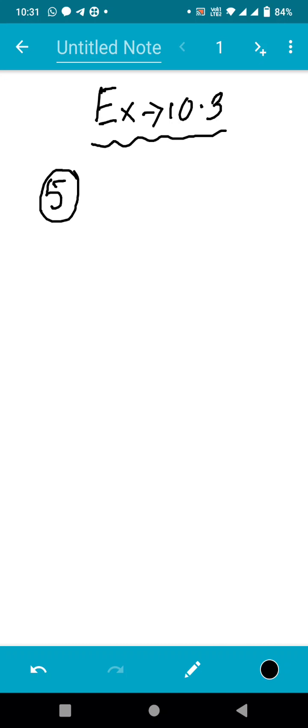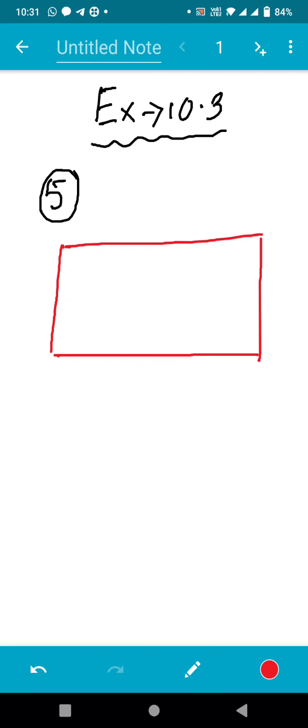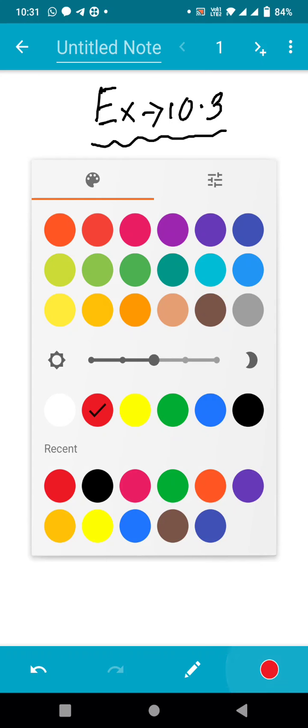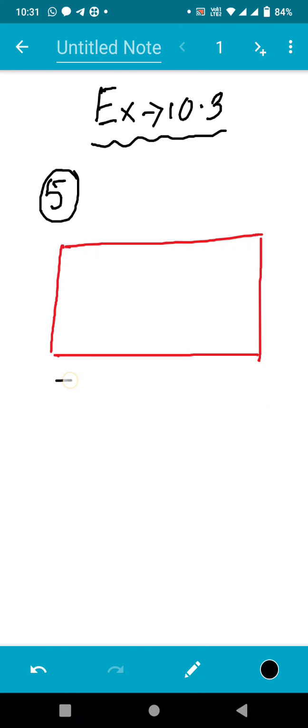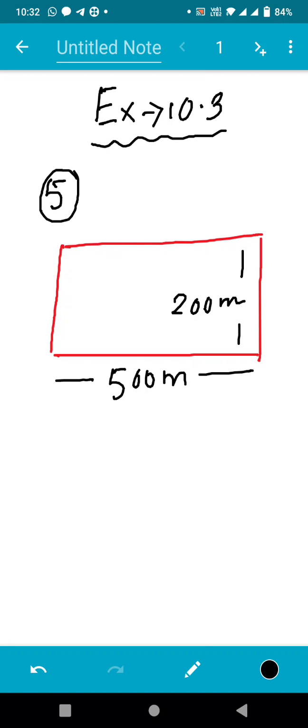Now you have to find out what would be the total cost of tilling a rectangular plot whose length and breadth is given. Now let me just draw one rectangle shape first. So this is a rectangle, and imagine this as a rectangular plot. Now the dimension is given, length is given 500 meter and breadth is given 200 meter, students.